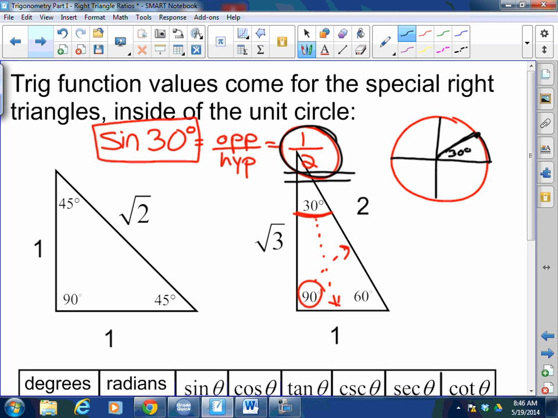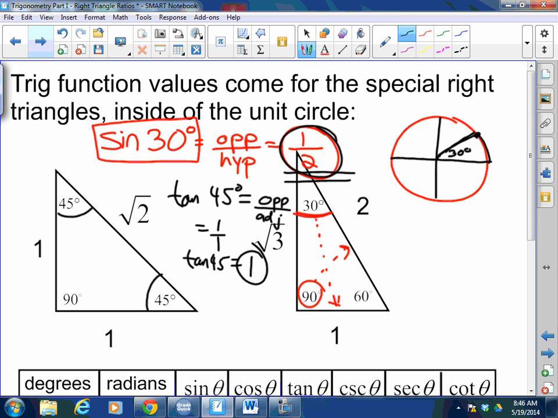What if I wanted the tangent of 45? Tangent is TOA, right? So that's opposite over adjacent. So the tangent of 45, you could use this guy or this guy, it doesn't matter. So opposite over adjacent, that'd be 1 over 1. So the tangent of 45 degrees equals 1. That is the value.